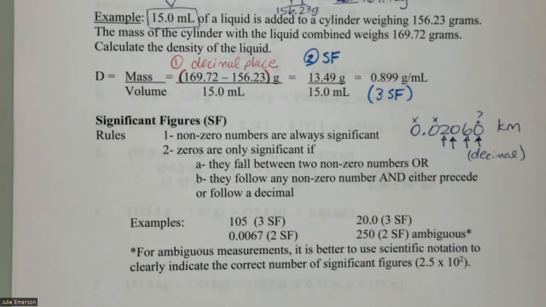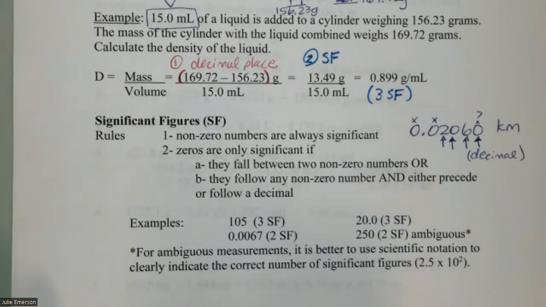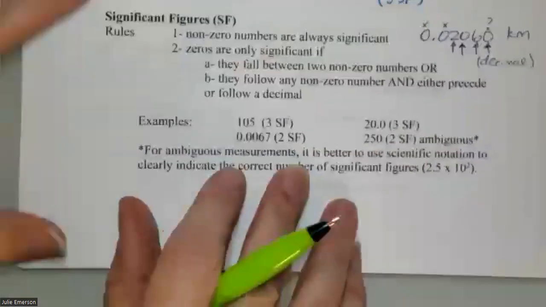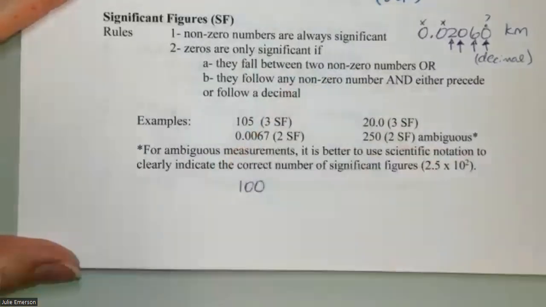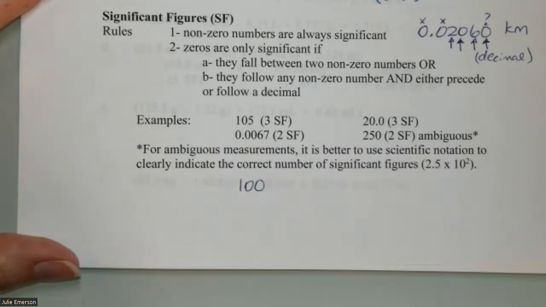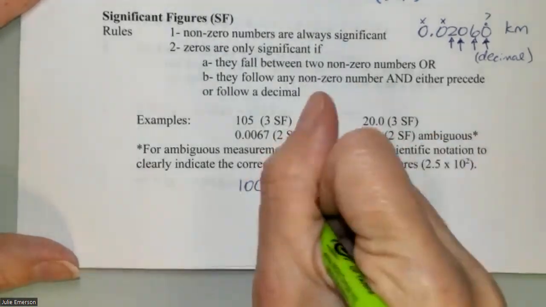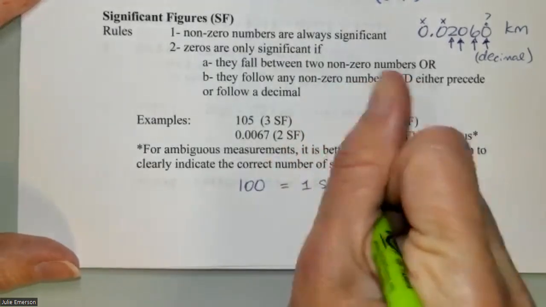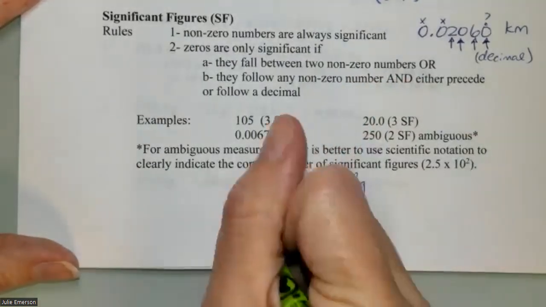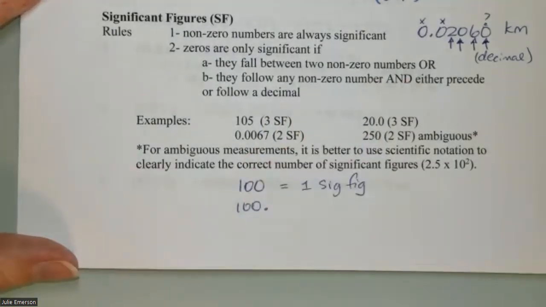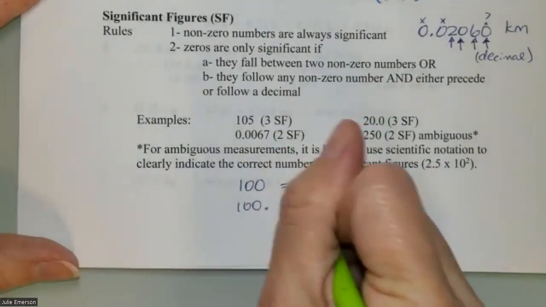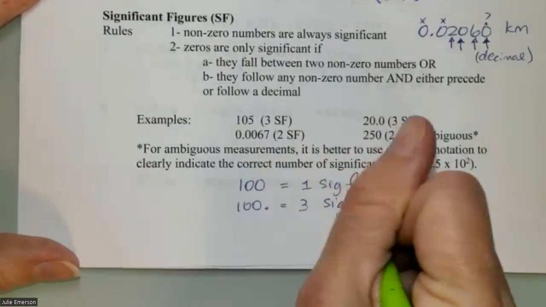Now, different books like to handle this a little bit differently. Some textbooks will say, if you write 100 and you just leave it like that, you're telling me that the only significant digit you have is the 1. Because you're not putting the decimal on, you're saying this is only good for one significant figure. If you write 100 and you put the decimal on, that's telling me there are 3 significant figures.